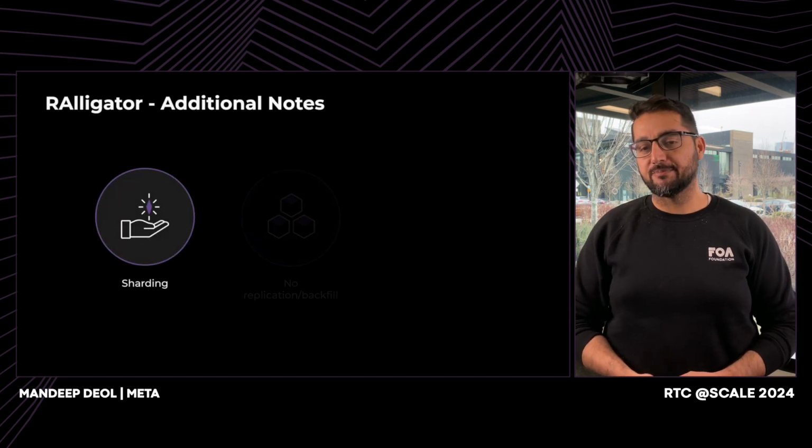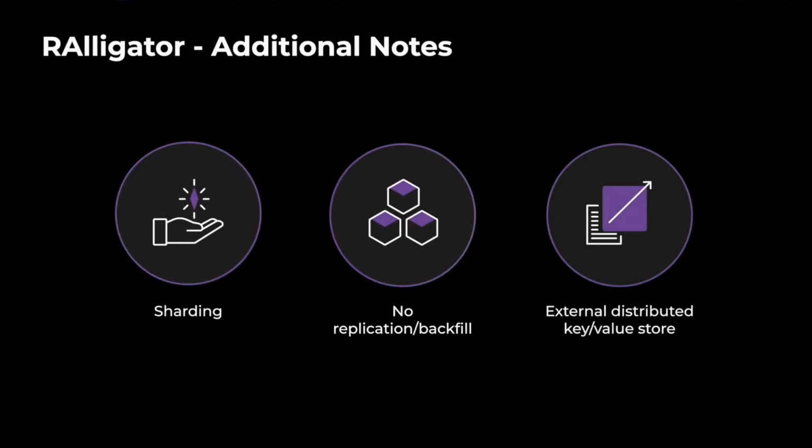Some additional design notes on RAlligator: of course, we're dealing with tons of data. We're processing millions of calls a day. We can't run on a single machine, so sharding is involved. Managing multiple machines is a challenge. Running the system across multiple machines is a challenge, and getting the write and the read side to agree on a sharding strategy can be complicated.